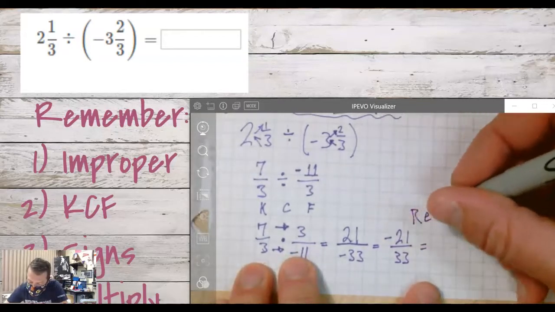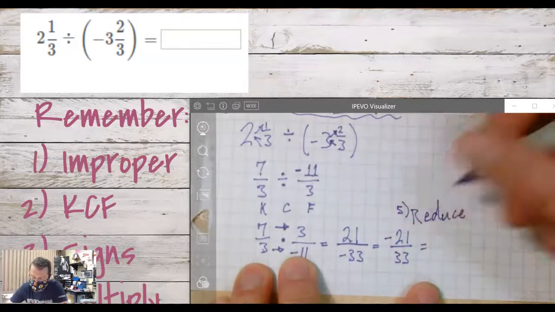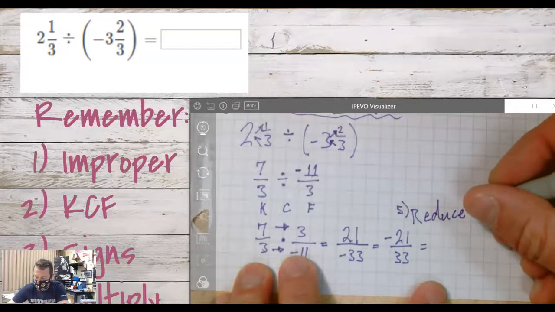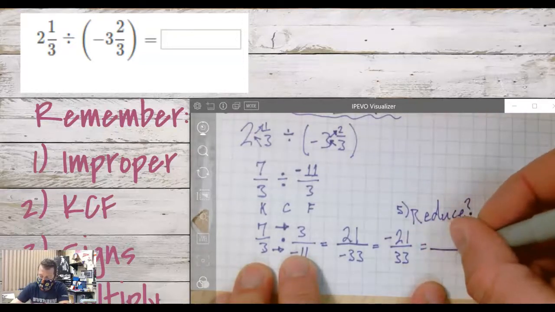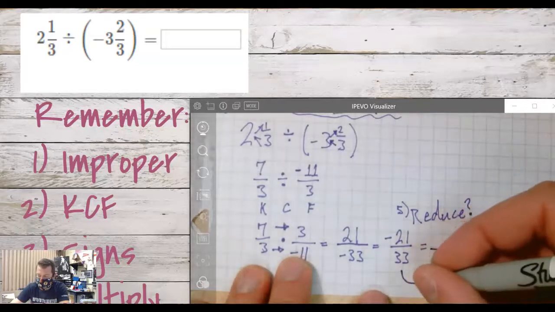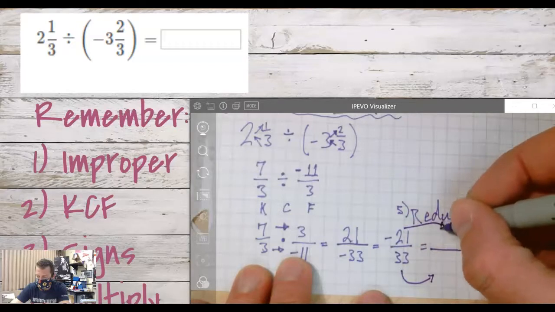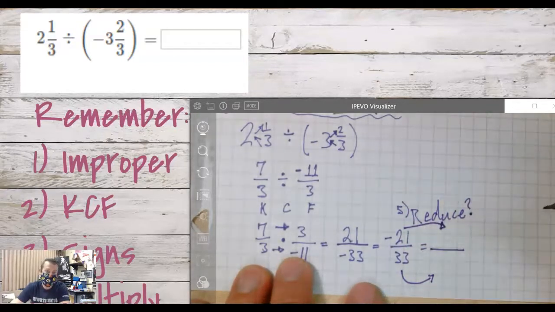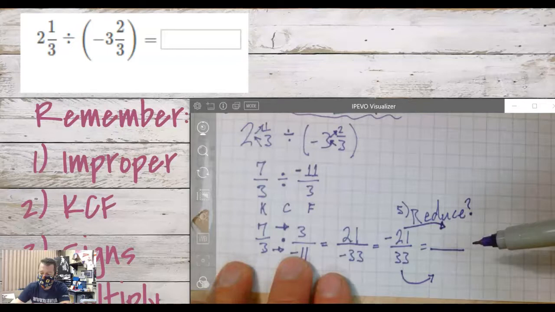So this might be a little note that you want to write yourself, that there's actually a step 5 that I forgot to write in my steps of my process up there. Step 5 is, can we reduce? We can't always reduce, but often we can. And we're looking for a number that we can divide the top and bottom by, which would be a common factor. So when we look at 21 and 33, looking for a common factor, what would that be? What could we divide both numbers by?